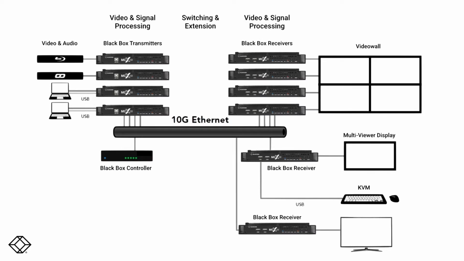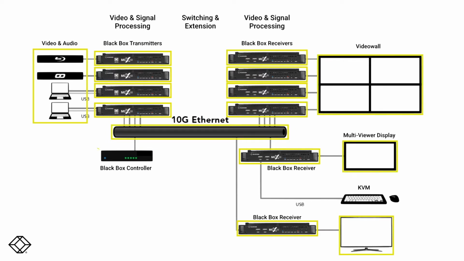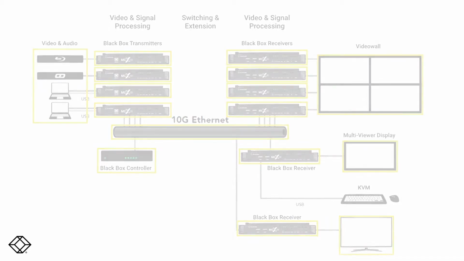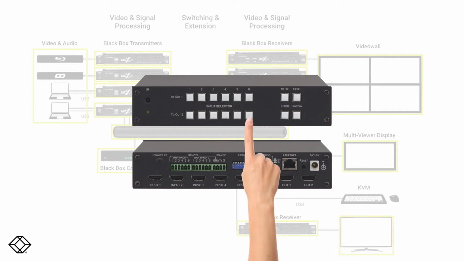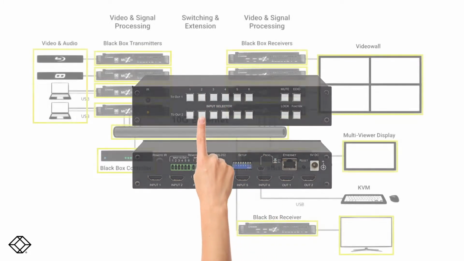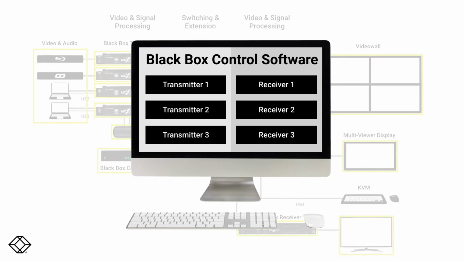To begin with, let's remind ourselves of a typical MCX network topology. MCX transmitters connect source equipment to a 10 gig network, and MCX receivers connect the 10 gig network to the displays. An MCX controller then connects to the 10 gig network, allowing the user to control which sources the displays need to connect to. In the world of matrix switching, this decision would be made by pressing buttons on the front of a matrix switch. But in the world of MCX, this decision is made by software.